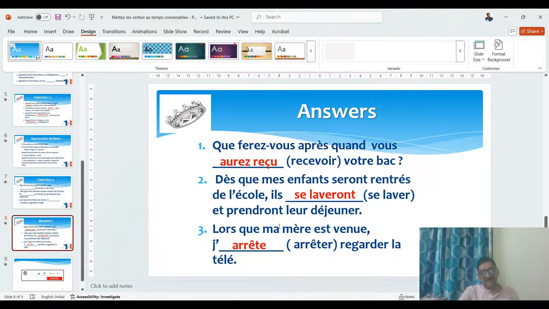So these are the combinations. The combination is future anterior with future. Two examples, and then passé composé with present. This is the second part of the video. I'm going to stop now, and we will quickly look at some comments which you have posted.